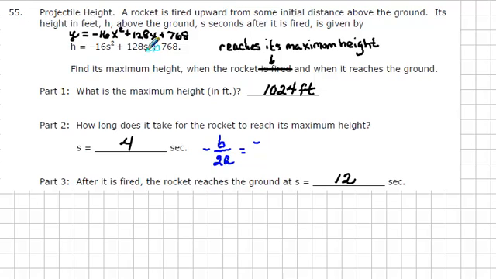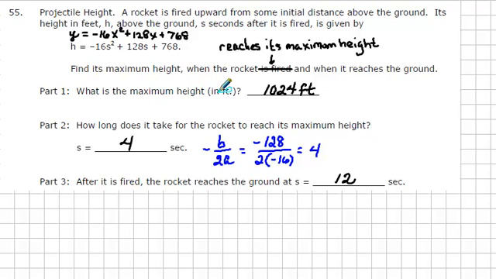b is the coefficient of s. So the coefficient of s is 128. We put minus 128 divided by 2 times the a value. a is the coefficient of s squared, which is negative 16. When we evaluate this, we get negative 128 divided by negative 32, which is 4. So how long does it take for the rocket to reach its maximum height? 4 seconds.